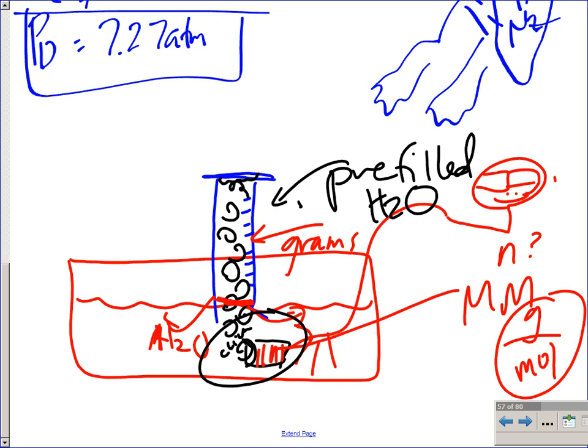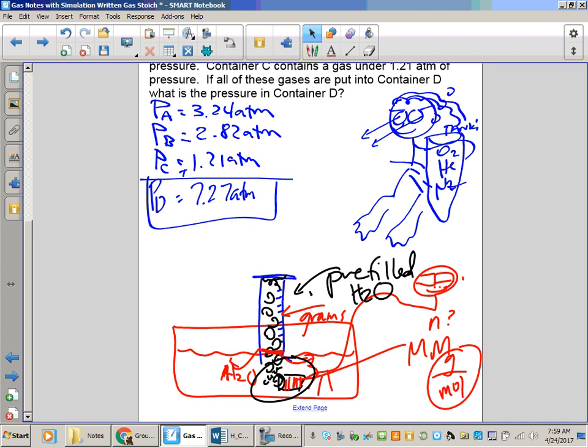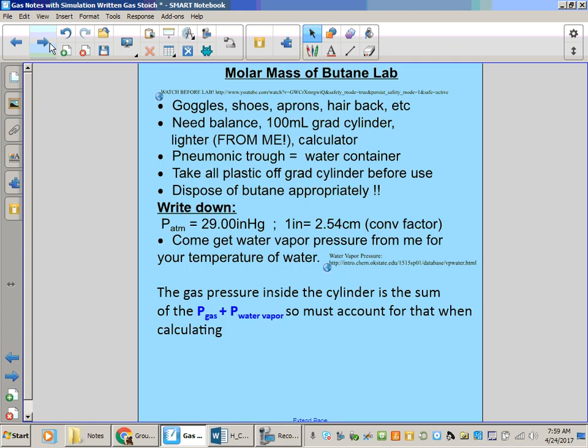So let me show you this quick little idea of how to set this up. Get out a piece of paper. Let's call it Butane Lab. We have about 40 minutes. I think we can do this. We might be pushing it.